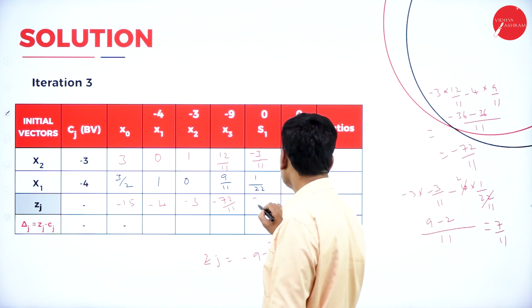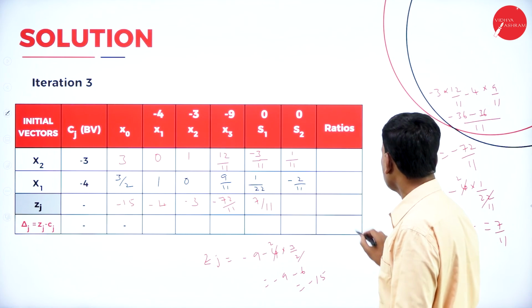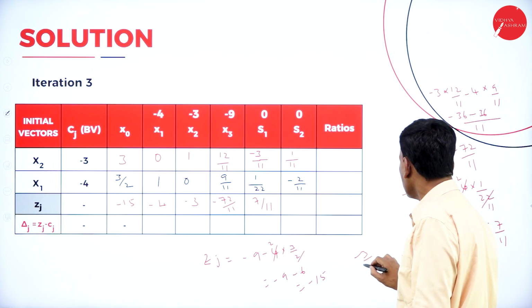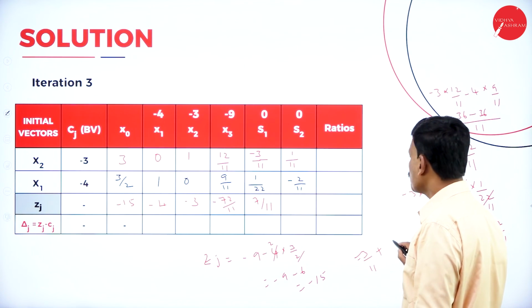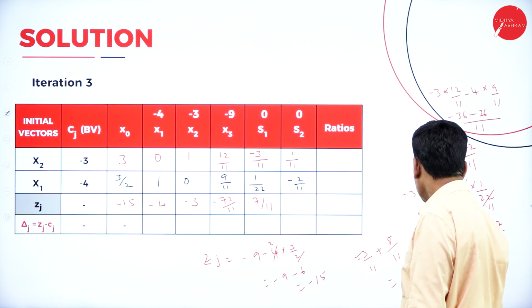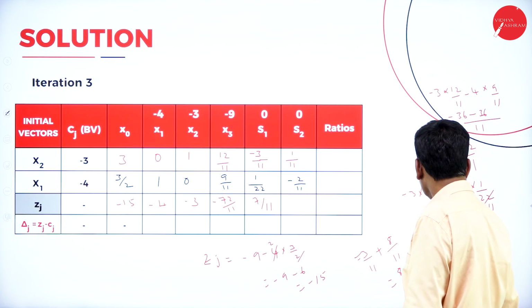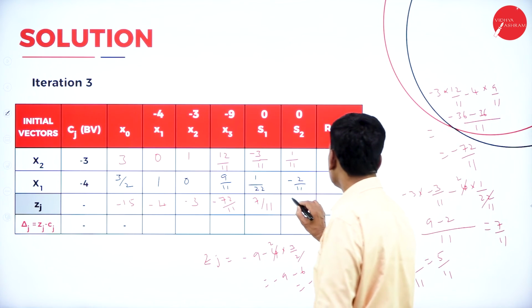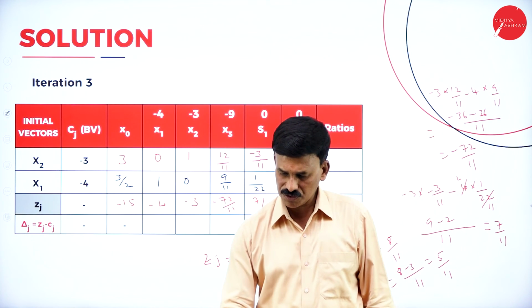So this is equal to 7 by 11, and the last one is minus 1 into 3 is minus 3 by 11, minus 3 by 11, minus into minus plus 4 2s are 8 by 11. Take LCM, 11 is LCM, 8 minus 3 is equal to 5, 5 by 11. So this is 5 by 11. These are the values we are going to get.